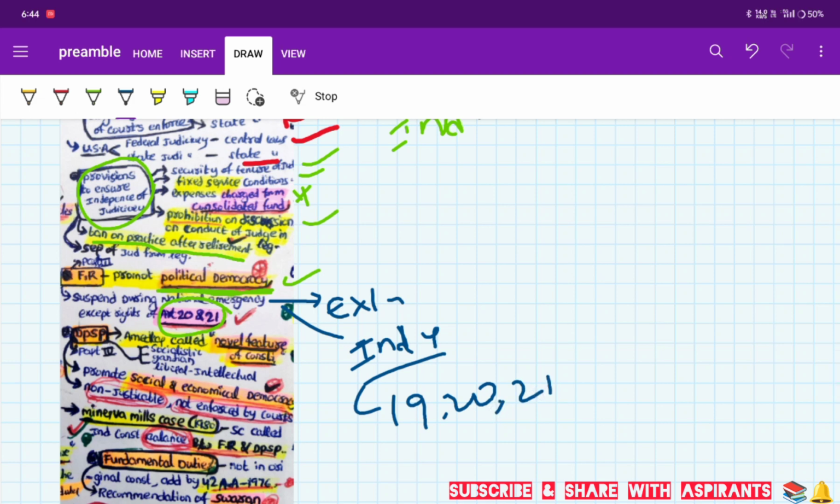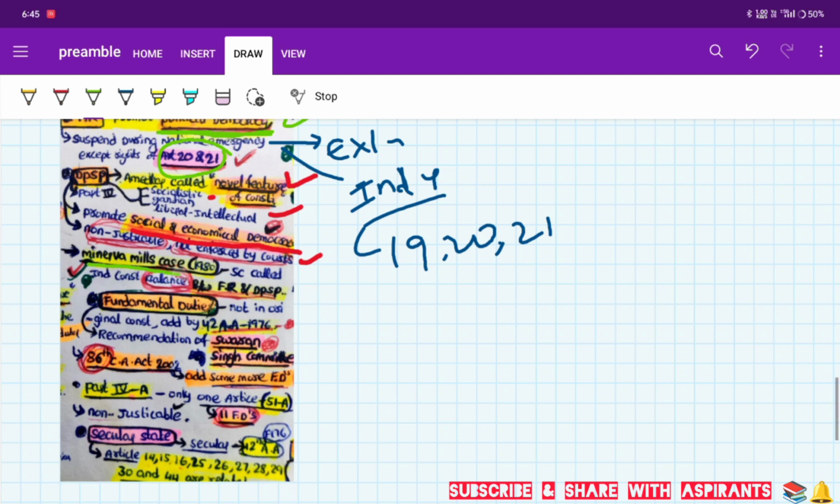The directive principles of state policy are present in Part 4 of the Indian Constitution. Ambedkar called them a novel feature of the Constitution, and they are of three types: socialistic, Gandhian, and liberal intellectual. They promote the social and economic democracy of the country. They are not justiciable in nature and not enforceable by the courts. In the Minerva Mills case, the Supreme Court said that the Indian Constitution is a balance between fundamental rights and directive principles of state policy.